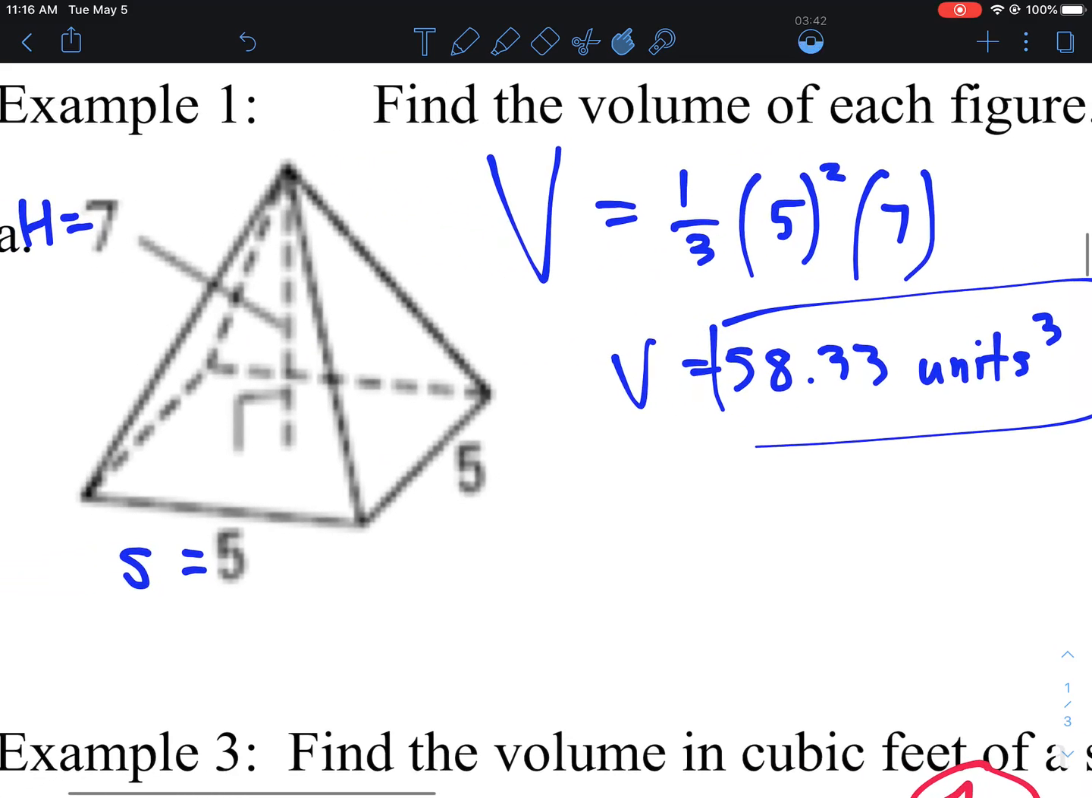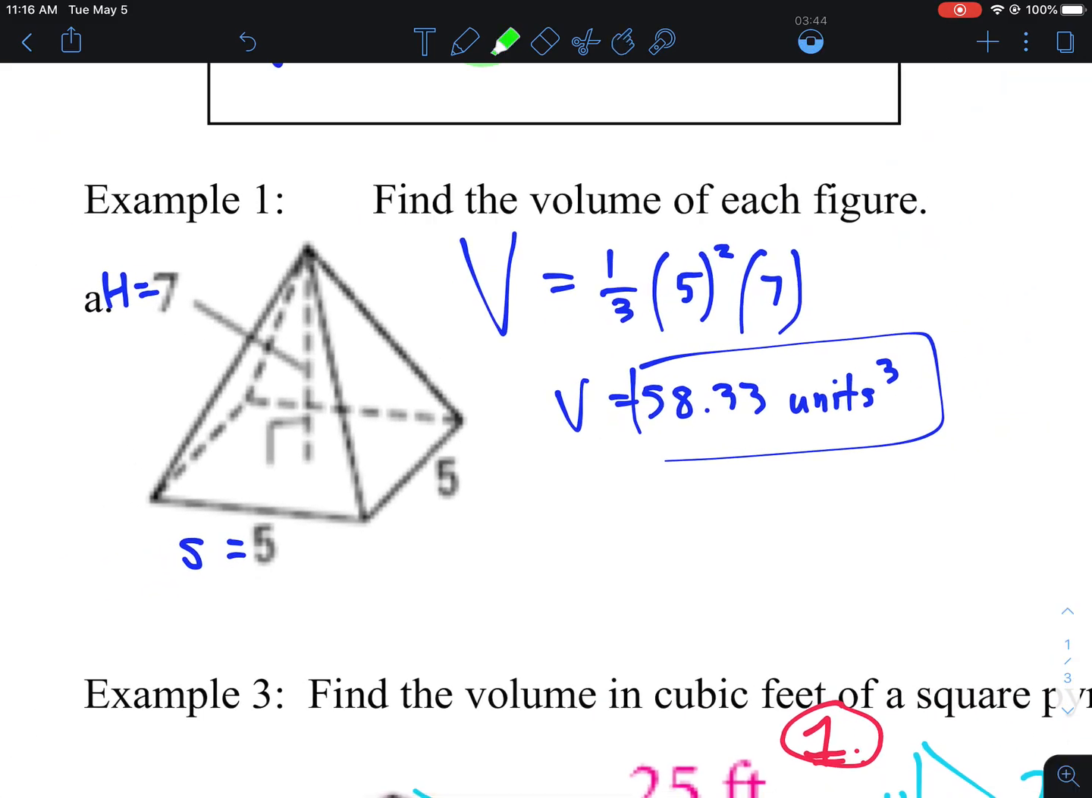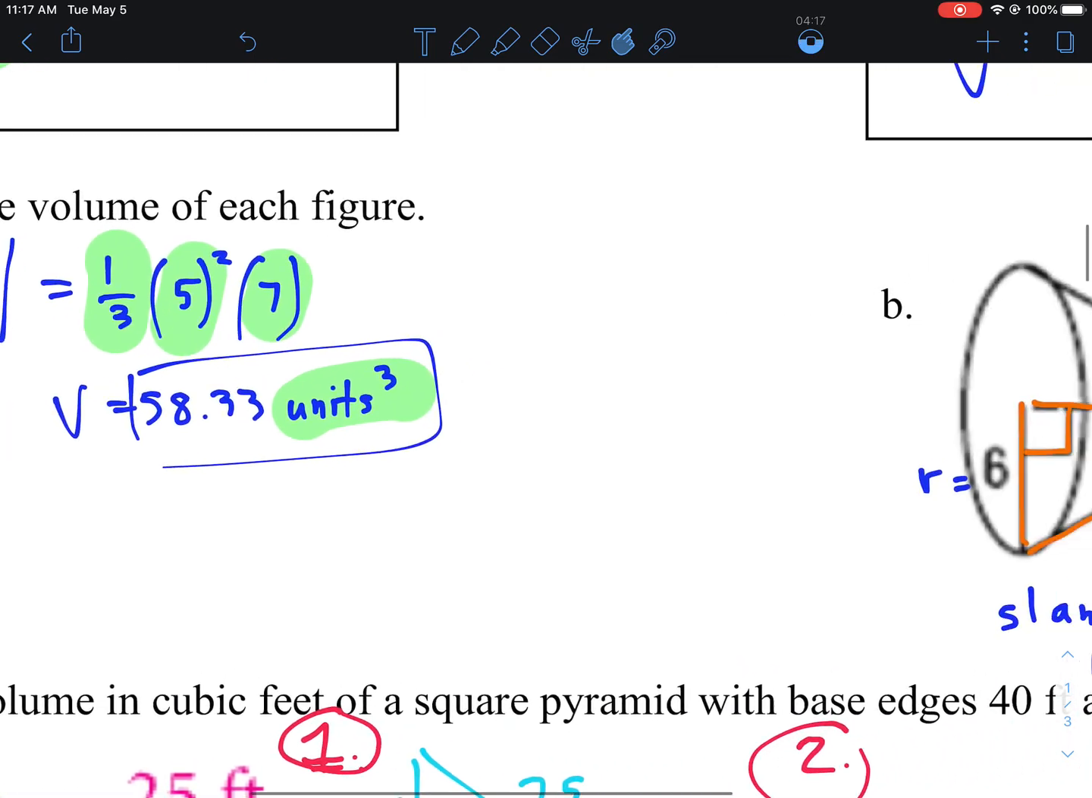So let's take a look at our examples. So over here, this one was, everything was given. This is a square pyramid. One of its side lengths is 5. That's why I wrote S equals 5. Similarly, they gave you the height. They gave you the actual vertical perpendicular to the base height, not the slant height. So we just plugged them in. 1/3 times the side length of the base squared times the height, and there's your answer. And remember, if you're not told any units, you just write units cubed or U cubed, and that's it.